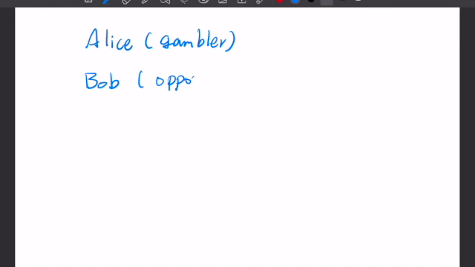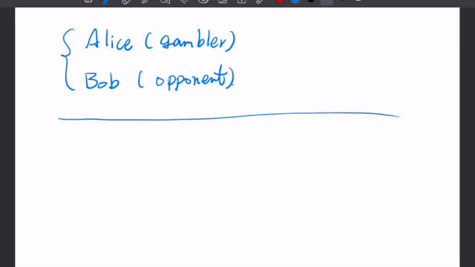Suppose we have two players. One is Alice, she's the gambler, and the other is Bob. Well, this is just a name, A and B. And Bob is Alice's opponent. Okay. So they play a series of gambling bets.